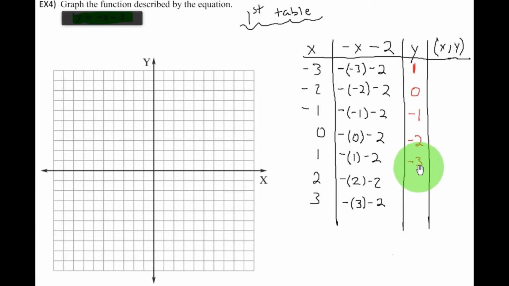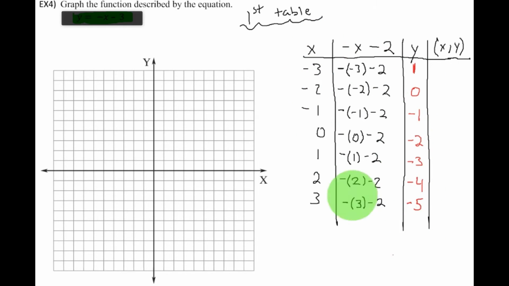So the last problem we found out, I had 3 negative integer chips on the screen. Therefore the y value was negative 3. Let's move to the next one. I have negative 2, take away 2 more. That'll give me a value of negative 4. And negative 3, take away 2, gives me a value of negative 5.